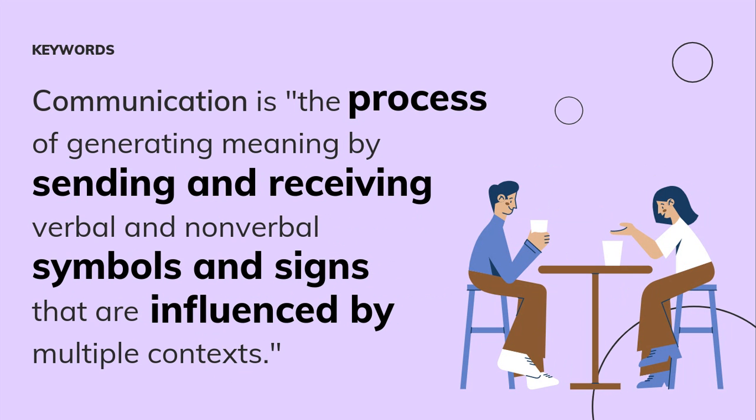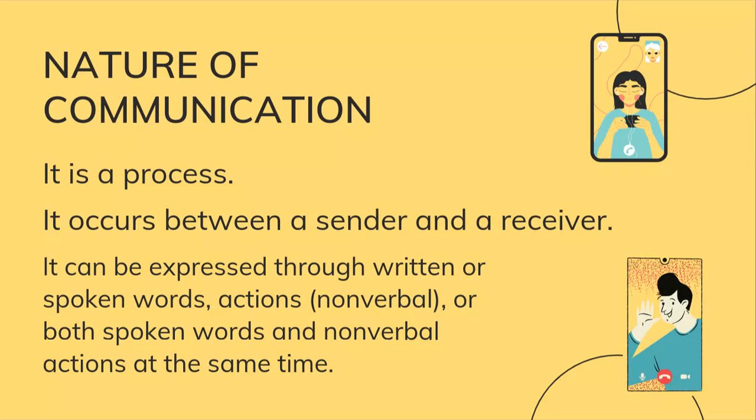Okay, these are my answers. First, process. Second, sending and receiving, symbols and signs, and influenced by. Why did I choose these words? Because they're all connected with the nature of communication. Communication is a process. It occurs between a sender and a receiver. It can also be expressed through written or spoken words, maybe sometimes through our actions, or sometimes both spoken words and nonverbal actions. And of course, these are influenced by different contexts.